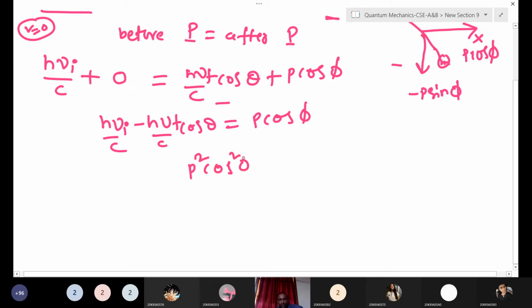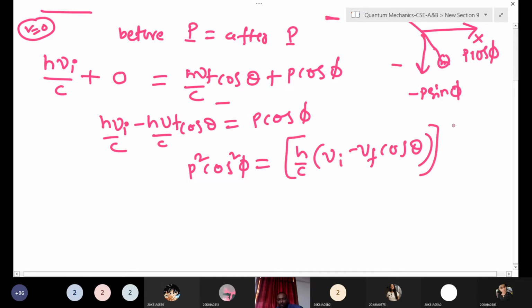p squared cos squared phi is equal to h by c times nu i minus nu f cos theta, all squared. You can square this completely. This is expression 2. So we have used the momentum conservation law along the x direction.